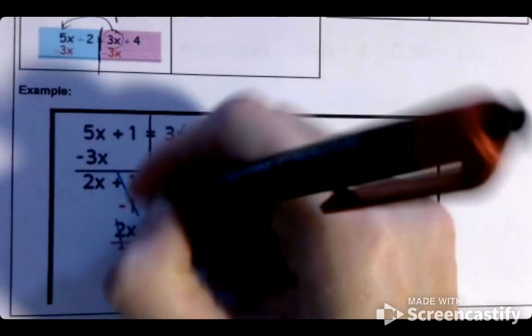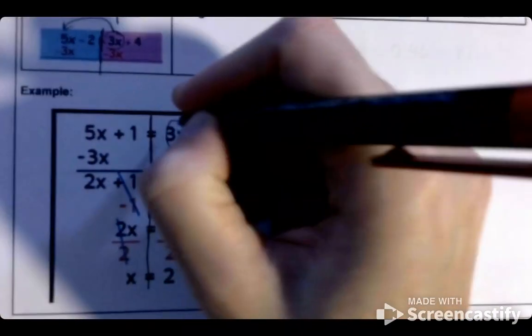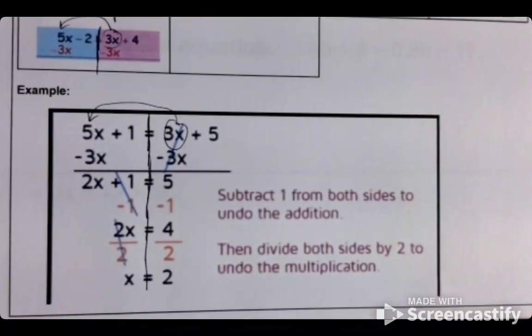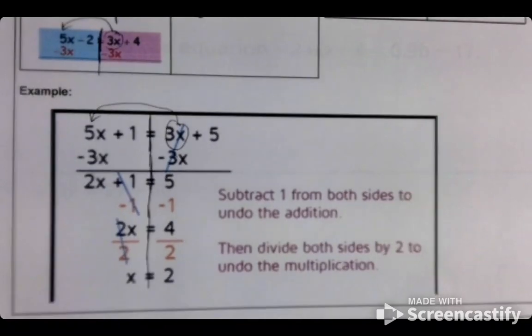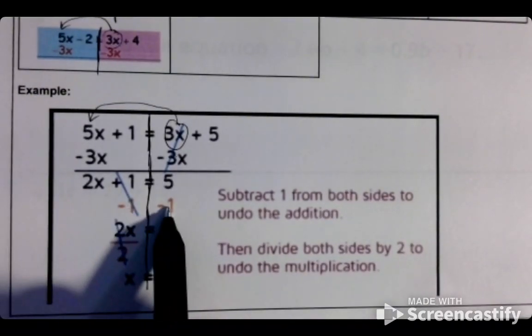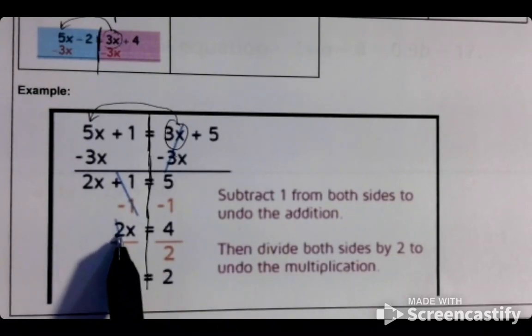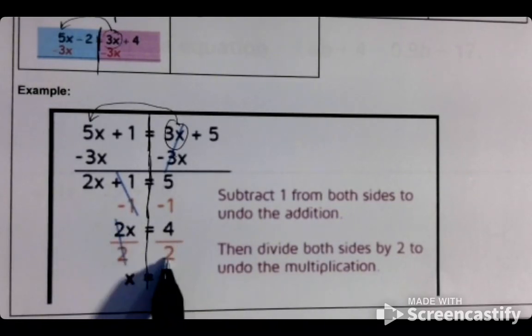So I'm going to draw my line. So again, they moved this over to here. They crossed that line, so they subtracted it. Then they moved the -1 to the other side. That's why they subtracted it. Then they separated, and that's why they divided it.